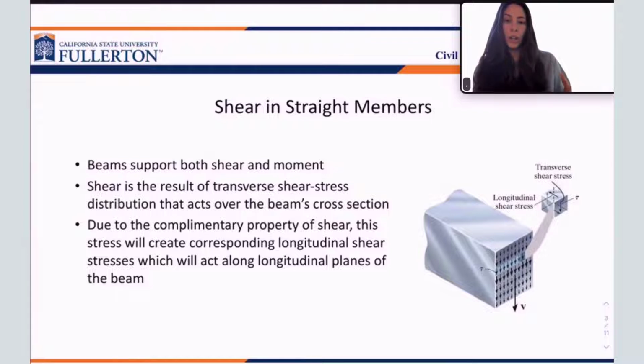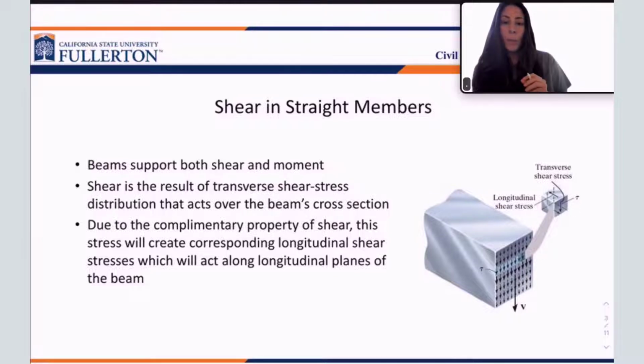This is why we draw shear and moment diagrams for our beams. We often want to know what the maximum shear and maximum moment are that form within those beams, right? Shear is the result of transverse shear stress distribution that acts over the beam's cross-section. I have this image here from Hibbeler, the book, and it shows you the distribution of shear along the cross-section of a beam. If we were to make a cut on a beam that's loaded perpendicular to the longitudinal axis, the distribution of shear would look something like this, okay?